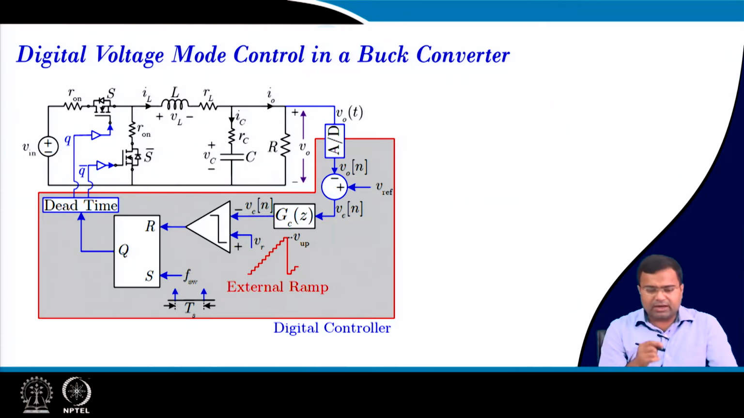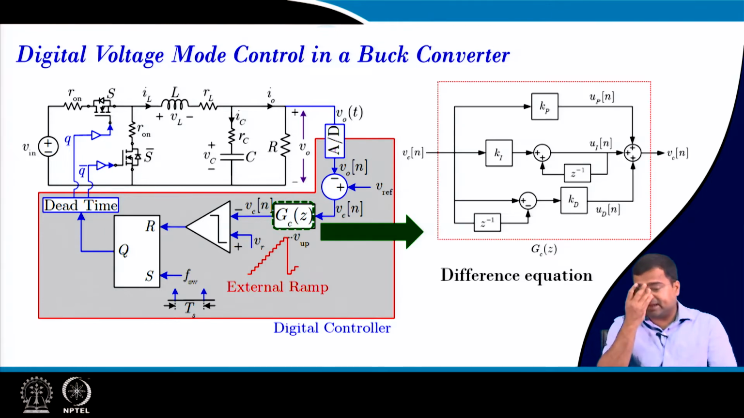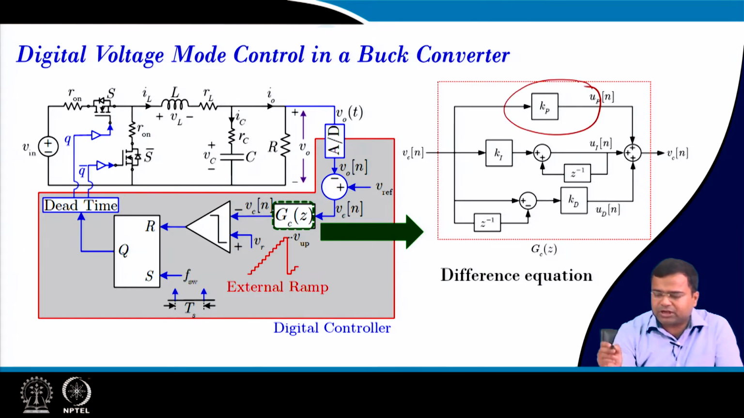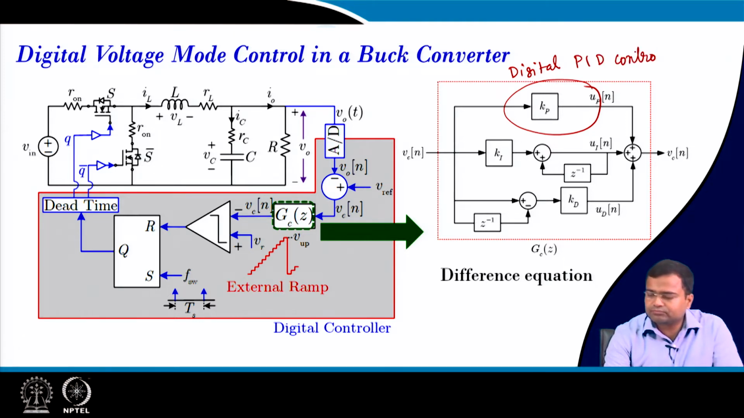Now, in this class, what we have to do? We have to write this as a difference equation, and we want to ask why do we need to do that. So the same PID controller, if you take, this is the proportional part of the PID controller. This is like your digital PID controller. Here this part is the proportional term.